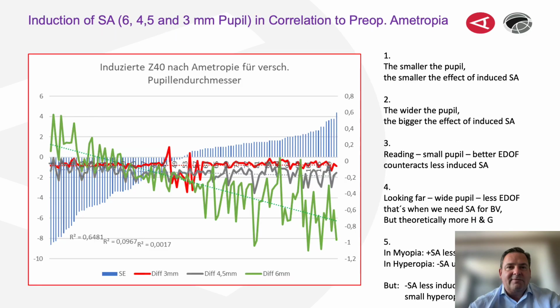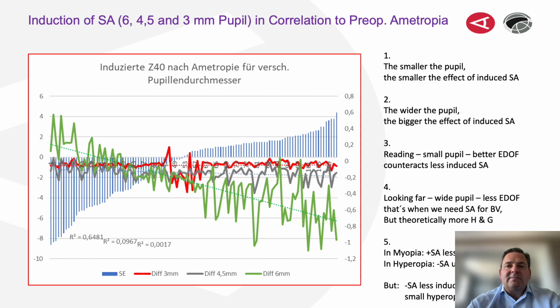Proof of concept. Here you can see the induction of spherical aberration. The red line is the pupil of 3 millimeters, the gray of 4.5, and the green one of 6 millimeters. And as we see, of course, the smaller the pupil, the smaller is the effect of induced spherical aberrations. The wider the pupil is, the bigger is the effect of induced spherical aberrations.